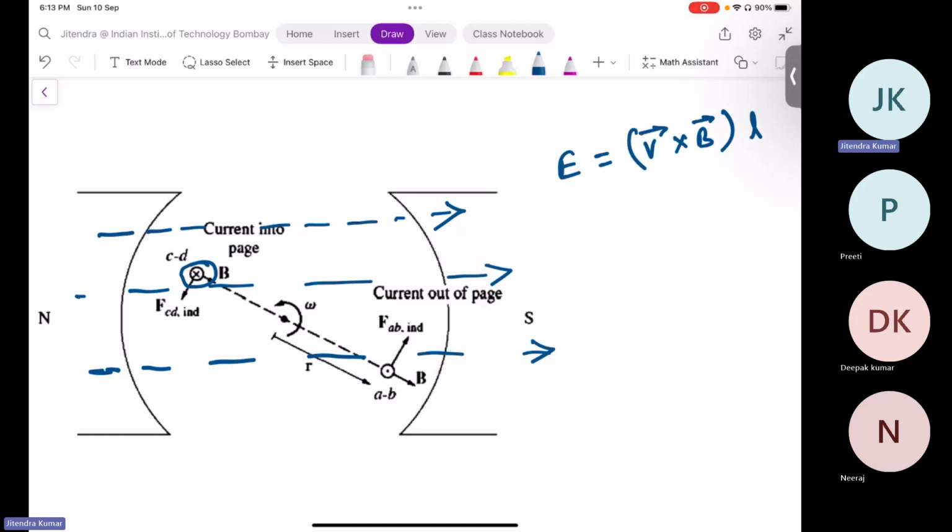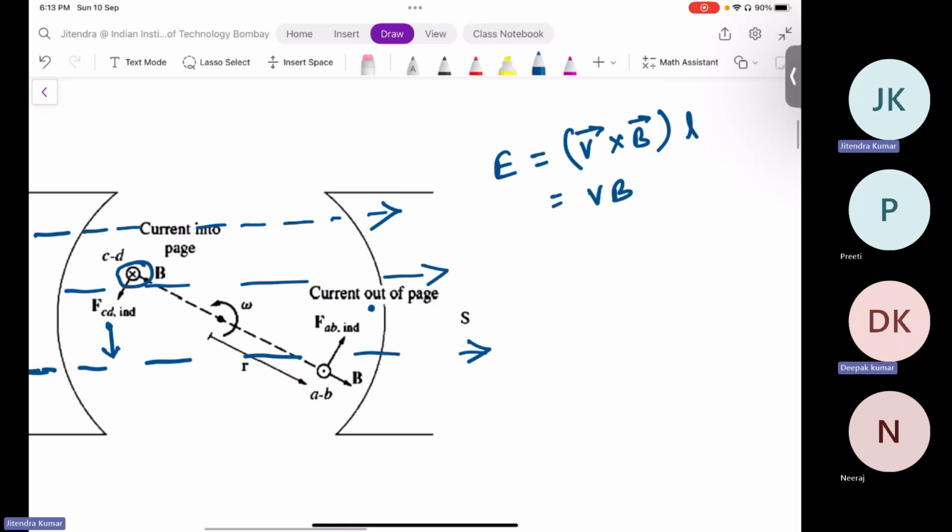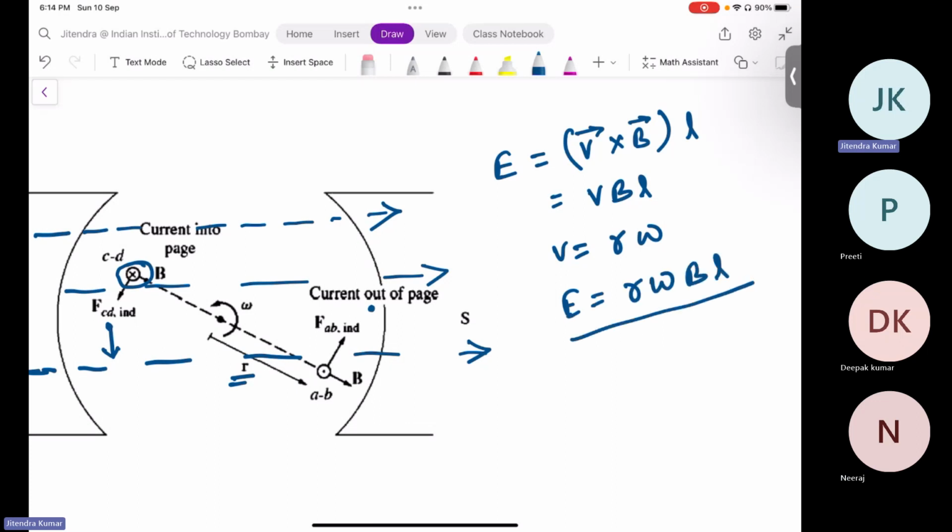Now, if these coils are at this position, where the speed is perpendicular to the magnetic field, then only EMF will be maximum. So I can write EMF is equal to VBL. And V, we know, will be equal to R radius and omega angular frequency or angular speed. So V is equal to R omega, and I can write EMF is equal to R omega B into L. Okay, we have arrived here.